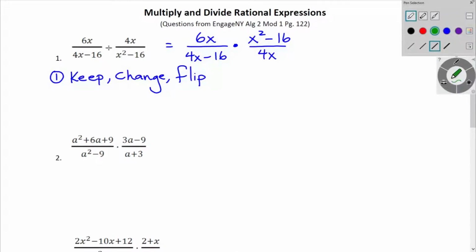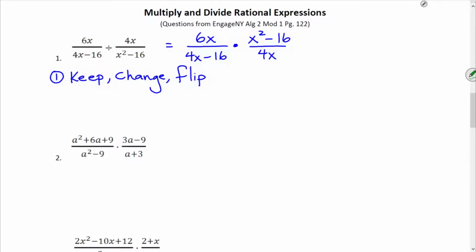Okay, the second thing that we'll do is to factor, the same thing we did before with multiplication. Now it's the same thing from here on. I will factor numerators and denominators.